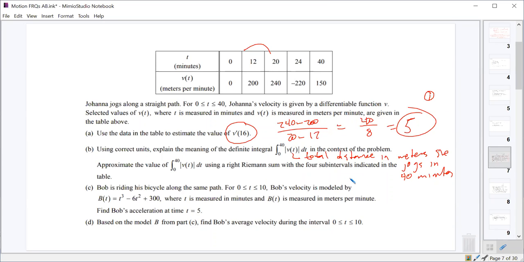Yeah? Then it says approximate the value of that using a right Riemann sum and the 4 subintervals indicated. So let's approximate that using a right Riemann sum. So we'll do this down here, part B. We should have, if we're starting on the right interval, the height of that one should be 150. And we'll multiply it by that length of 16. And then we will add to that this one.